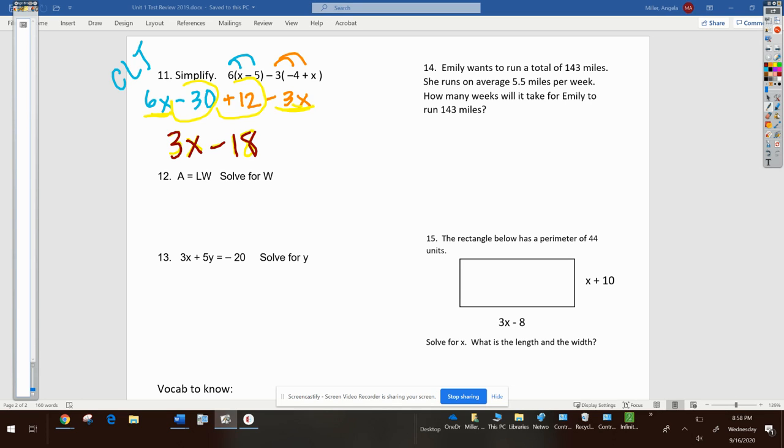All right, number 14. Emily wants to go on a run, and she wants to run a total of 143 miles. So I'm going to go ahead and make this equal to 143 because we know that's the total amount that she wants to run. She is going to run an average of 5.5 miles. Right here's our key, per week. Anytime I see a per, that means I need to multiply it by a variable. So I'm going to go ahead and add my x. Then all we need to do is divide by 5.5.